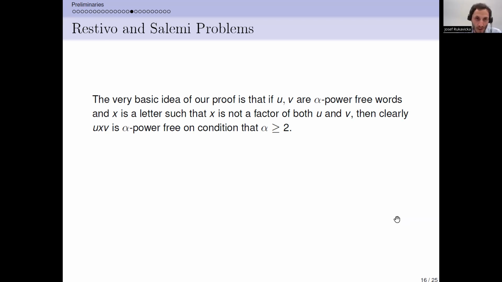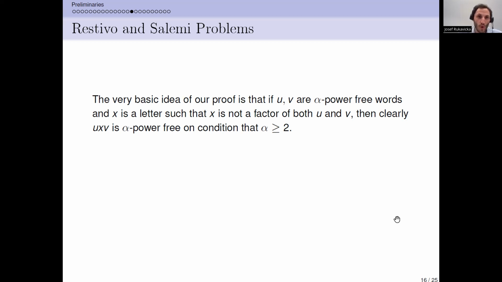Yeah, this is easy to be seen. Just consider if I have some factor in this concatenation which contains x and which is a square, then the letter x must appear at least twice. And if the x has just one single occurrence in the concatenation, then there cannot be such a factor. So the letter x in this case works like a border between two problems. I can solve the two different problems for the u and for the v.